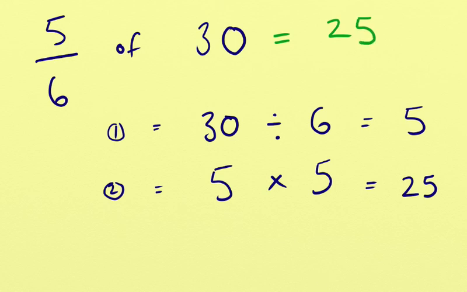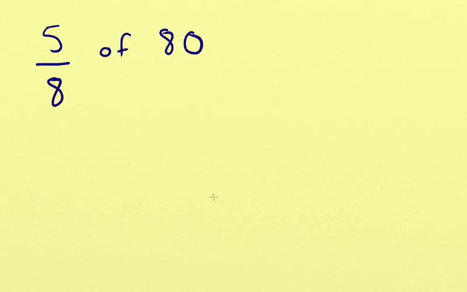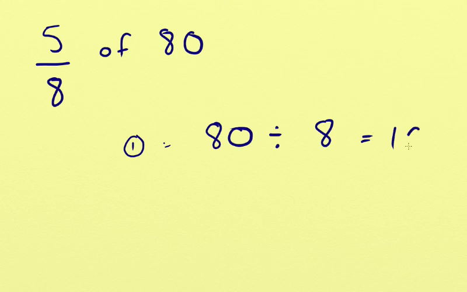Let's do another last example of finding a fraction of a number. Let's say we would like 5/8 of 80. Okay? Now, numbers are getting a little bit bigger, fractions are getting a little bit odd, but nonetheless, the method is exactly the same. We're going to take our 80, step 1, and we're going to divide it by the bottom number of the fraction, which is 8. 80 divided by 8 leaves you with 10.